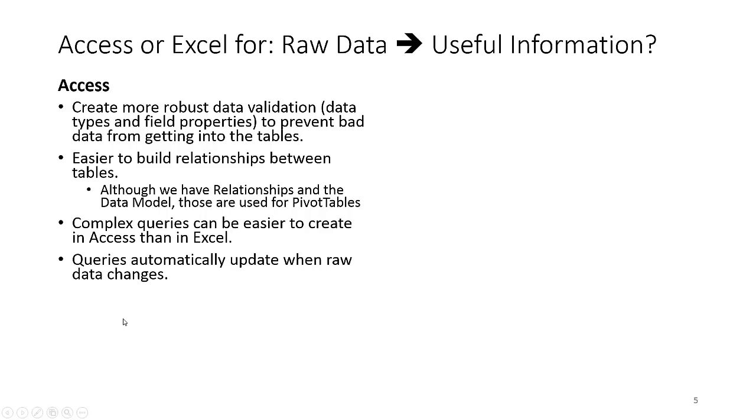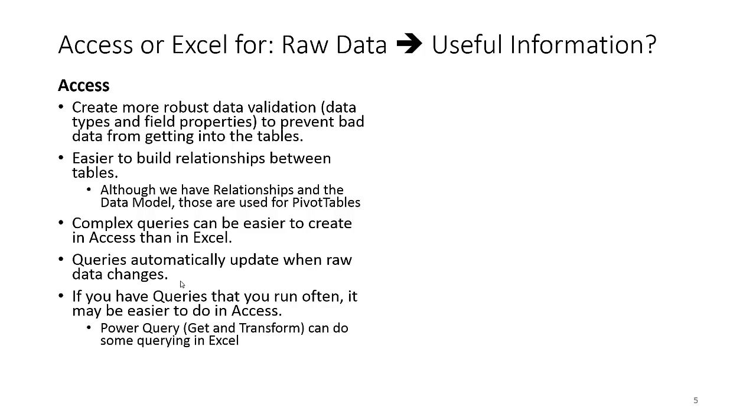Another huge advantage for Access, as we saw, queries automatically update when the raw data changes. Now, you can do things with sort and filter. You can even do some things with Power Query. But none of those will automatically update when source data changes. Another advantage for Access is if you have a query that you run often, like a regular inventory report, it may be easier to do in Access.